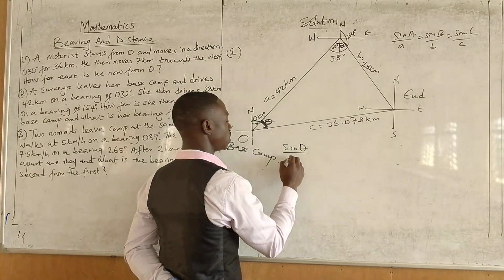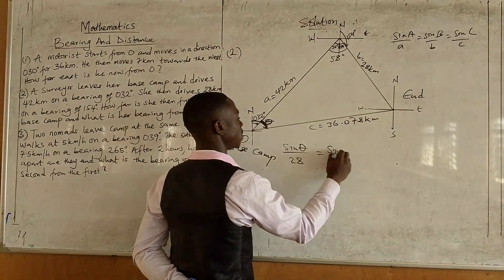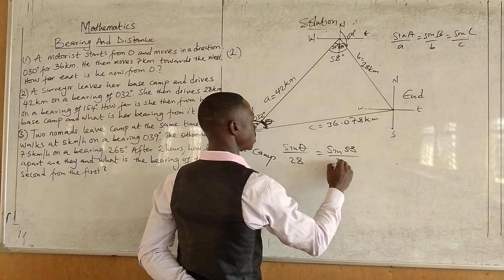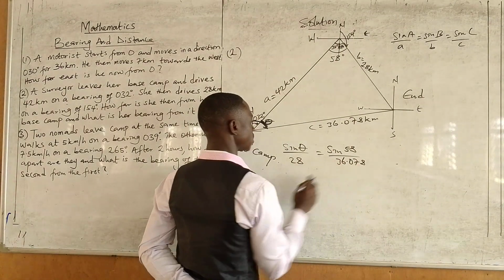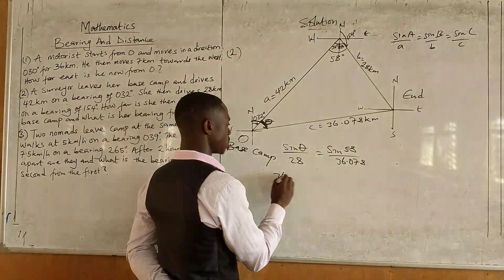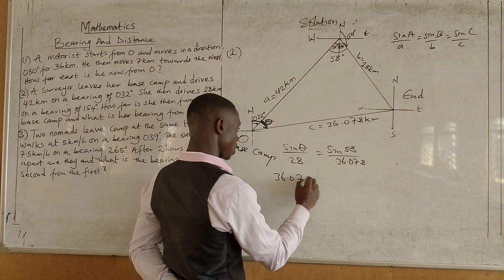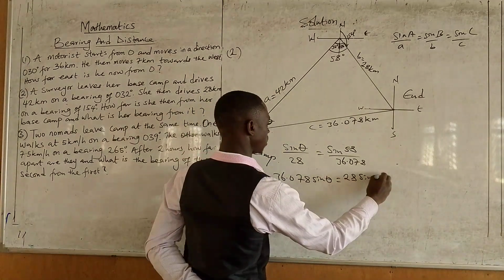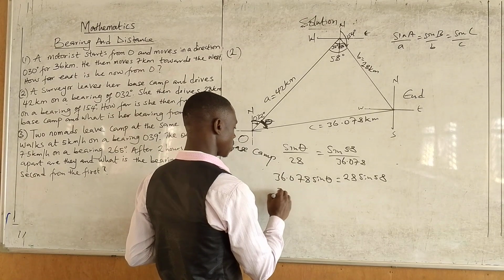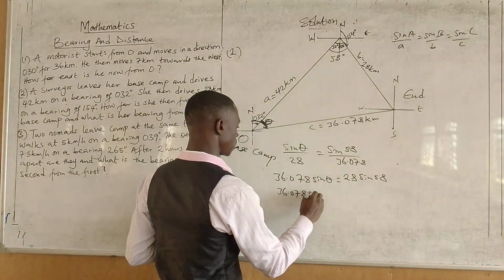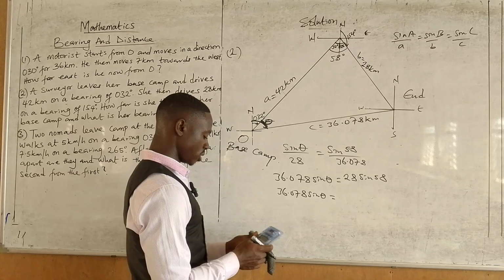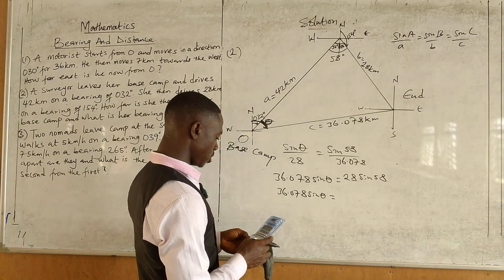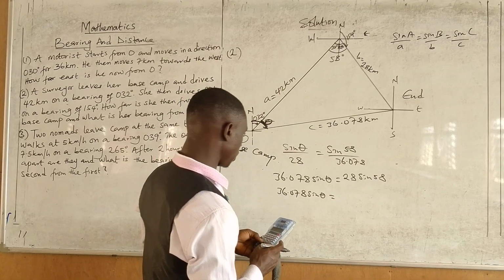So that's going to be sine theta over 28 equals sine 58, over what? The side facing it, which is 36.078. So if you cross multiply, we have 36.078 sine theta equals 28 sine 58. Let me just do it directly. 28 sine 58.